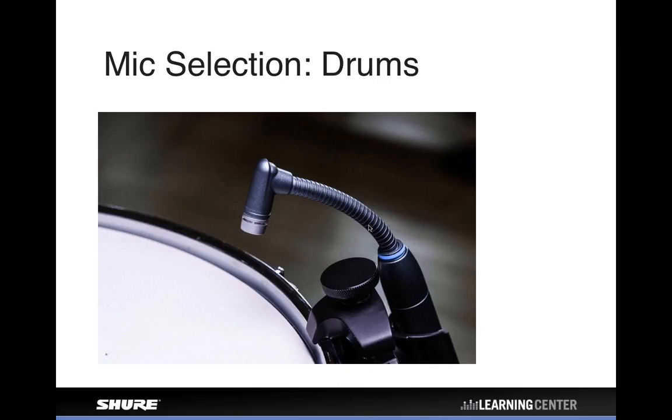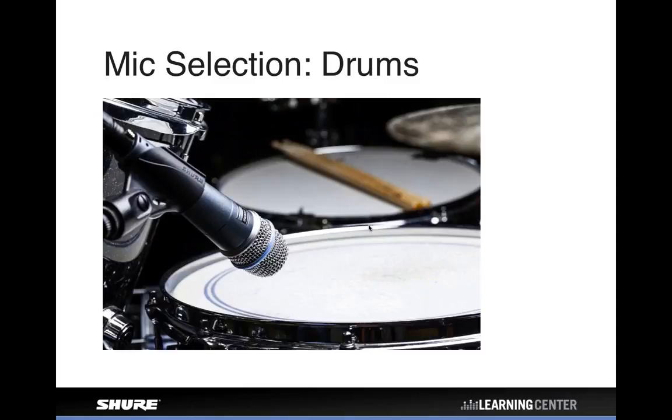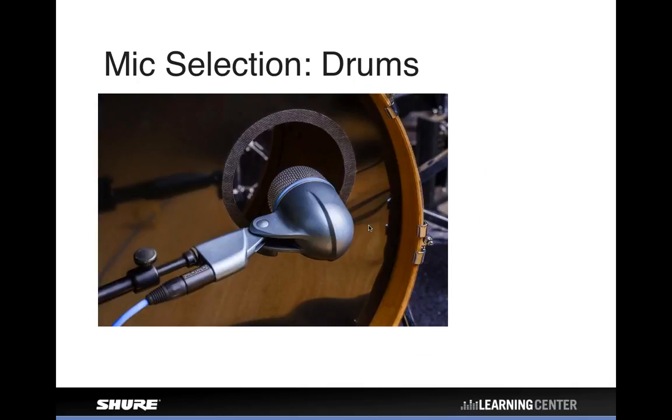Would you do that with something like a KSM141 condenser microphone? Probably not, although that mic does have a 25 dB pad on it, so maybe it could handle it. But those are things you need to consider when miking drums: being able to handle loud sound pressure levels and being directional enough to only pick up the drum that it's in front of.